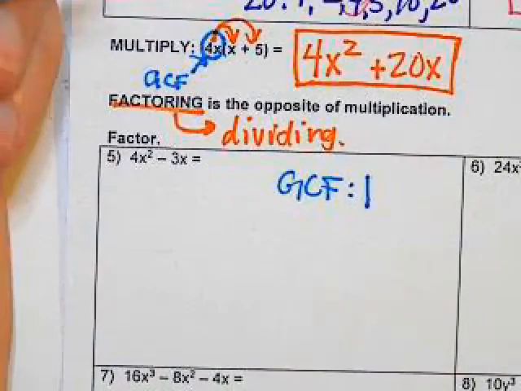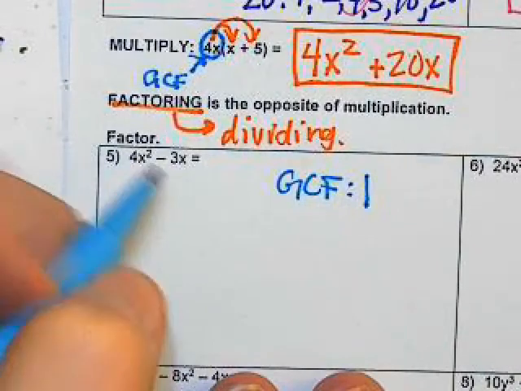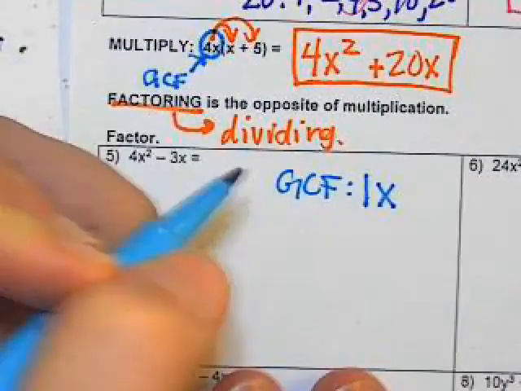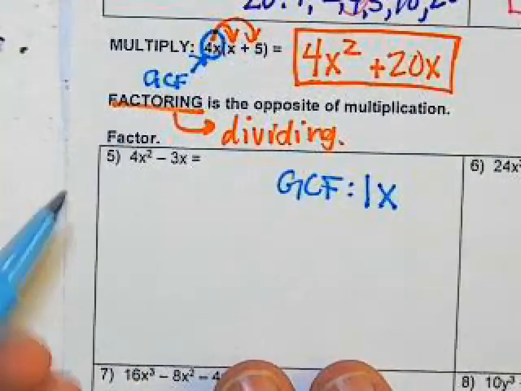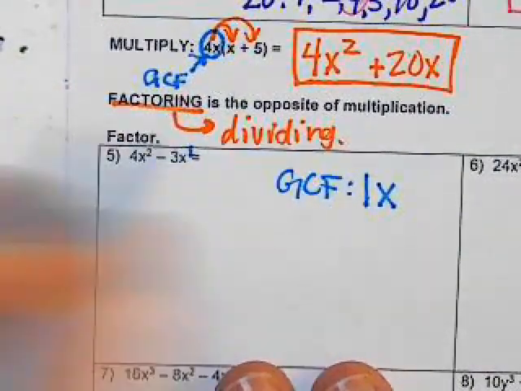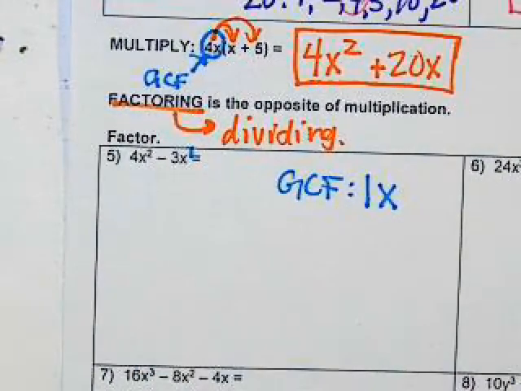Okay? Now, do they both have x in common? Yes. So x is going to be part of my greatest common factor because they both have it in common. Now, what's my smallest exponent? 2 or 1? 1. Okay, so that's my GCF.